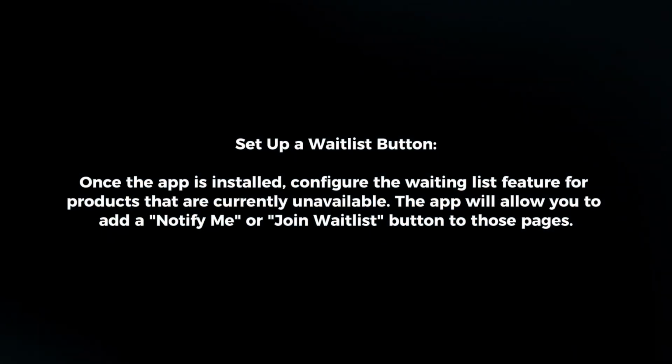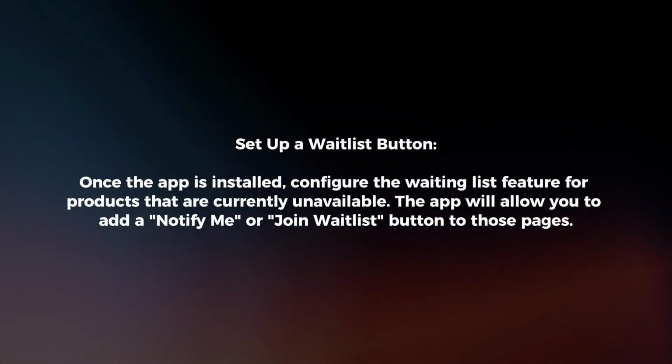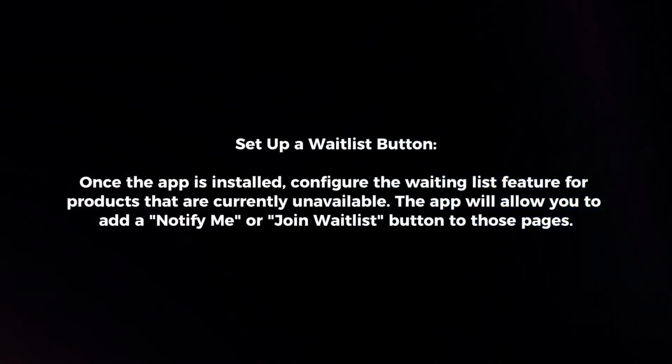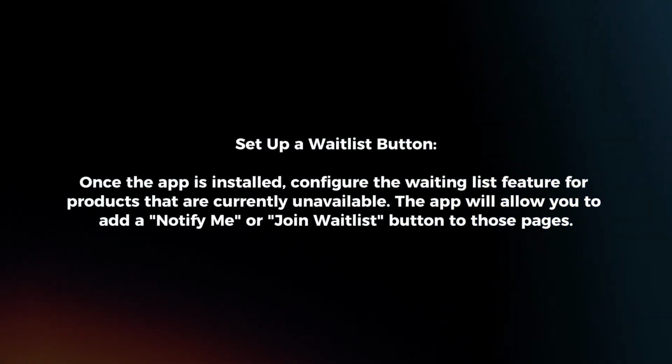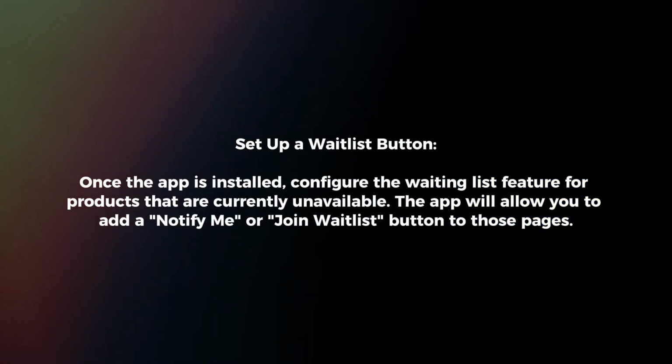Set up a waitlist button. Once the app is installed, configure the waiting list feature for products that are currently unavailable. The app will allow you to add a Notify Me or Join Waitlist button to those pages.